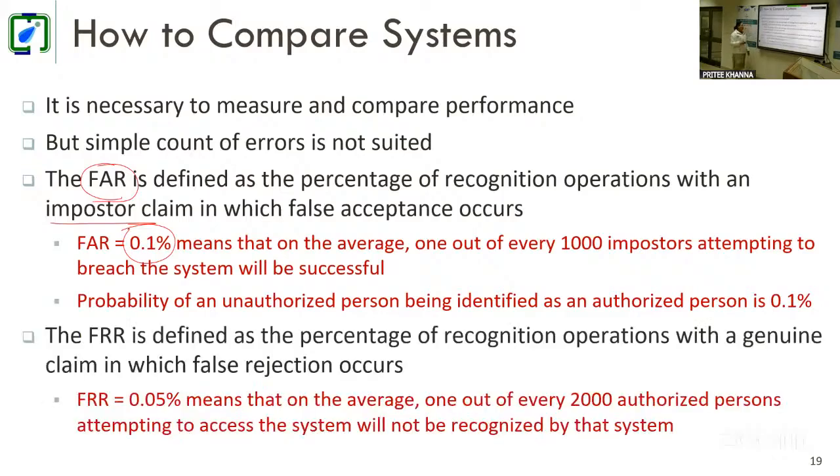Similarly, we have the false reject rate, where the genuine user is being denied. If I'm saying my FRR is just 0.05%, what does it mean? One out of 2,000 authorized persons is rejected. Just imagine an airport: so many people are there, you are in a hurry, there's a flight, and you are stopped. One out of 2,000 is very small, but on a large-scale system, it is going to fail.